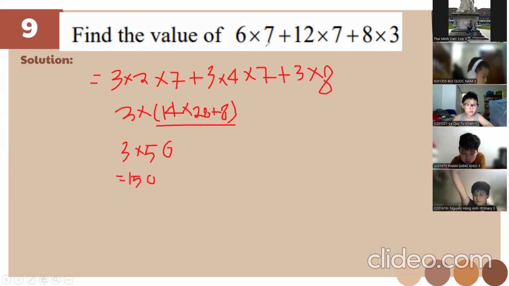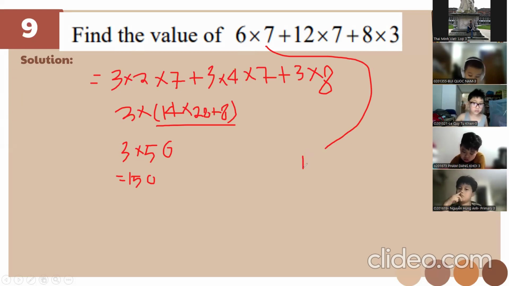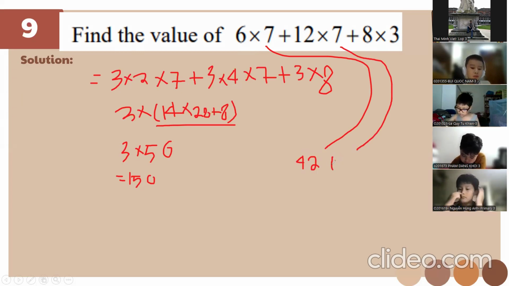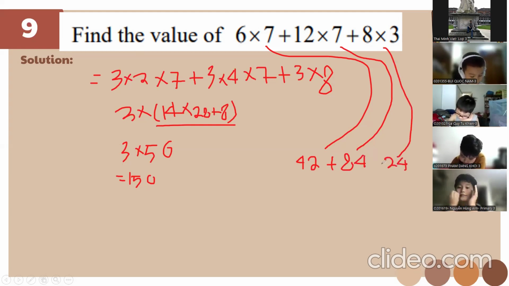If you want to answer directly, you can also do 7 times 6, which is 42. This one is 60, 7 times 12 is 84. Then 8, 16, 24. So this is also the other way of answering this. So we can still get 150 here.